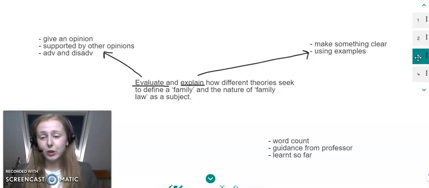So now we know what you're asked to do. Now we're going to look at what you're asked to look at or to do with those things. So this question asks you to do those things by defining a family and the nature of family law as a subject. I think definitely a pitfall that is very, very easy to fall into here is just to focus on one or the other. So you would just end up going on a tangent on defining a family because you're more comfortable with it. But really, it's quite a trick question because it wants you to focus on both of them. And I think it's asking you also to equally weight them when we're giving advantages and disadvantages, rather than just focus on one or the other.